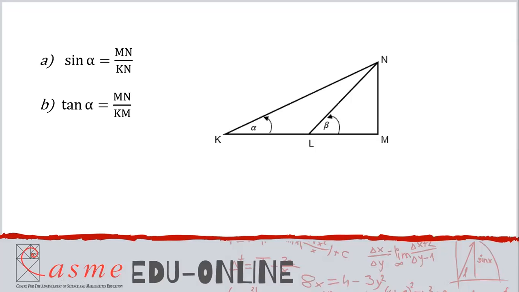The next question wanted us to find the tangent of alpha. Here's alpha. To find tangent, we use the opposite side and divide by the adjacent side. So you can see that tan alpha is equal to MN over KM.